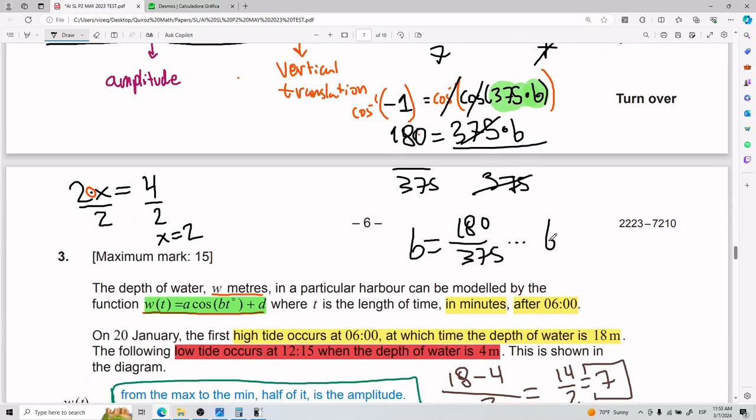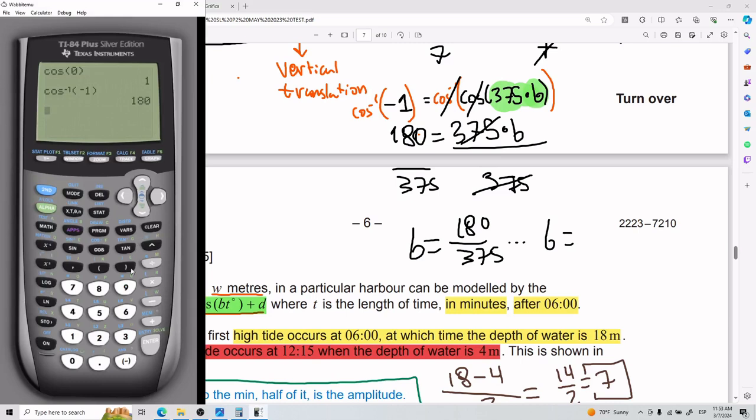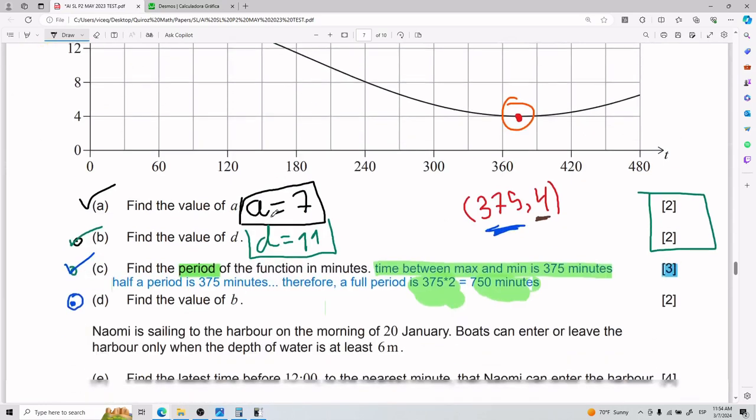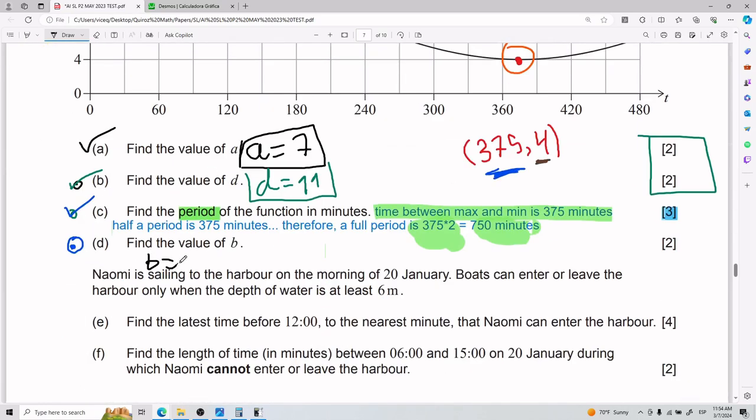In other words, B equals, let's figure it out, 180 divided by 375. Bada bim, bada boom, 0.48. So the value of B is 0.48. That is for part D.